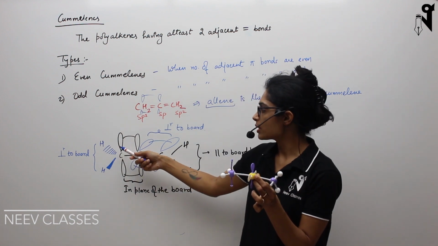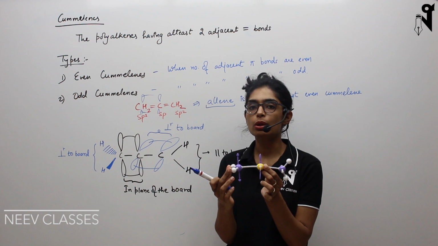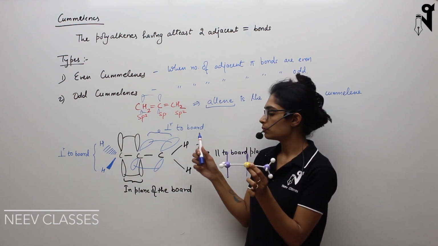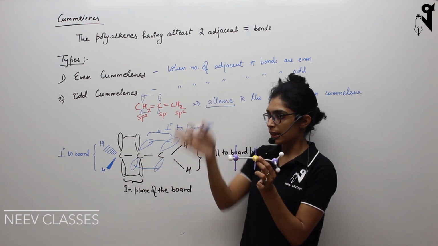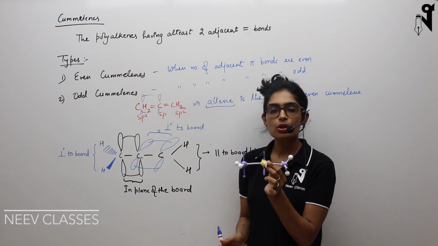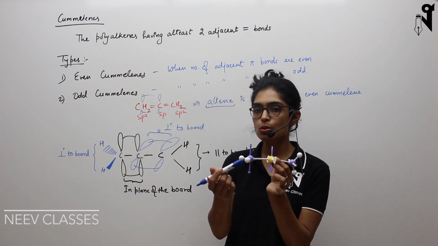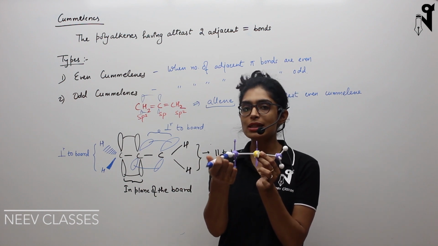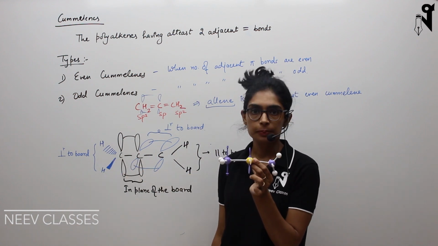Similarly, the sigma bonds formed by this carbon with two hydrogens are going to be perpendicular to the board. These two are perpendicular to the board plane. The board plane is like this and this is like this, so this is going to be perpendicular. One is towards the viewer and the other is away from the viewer. If you are the viewer, this is towards you and this is away from you. This is exactly how I have drawn it over here.